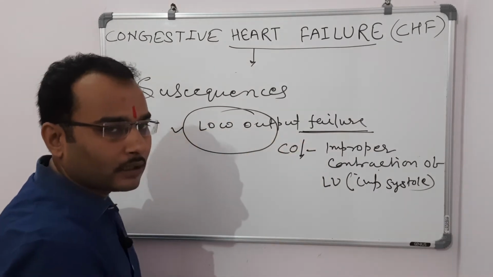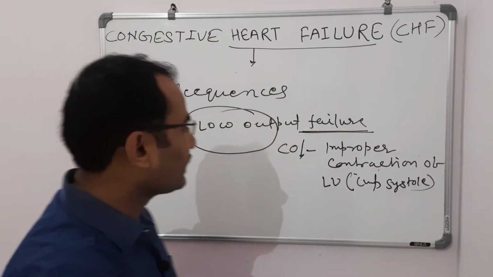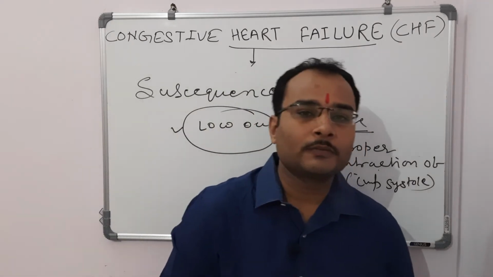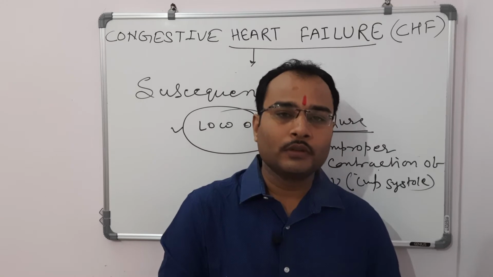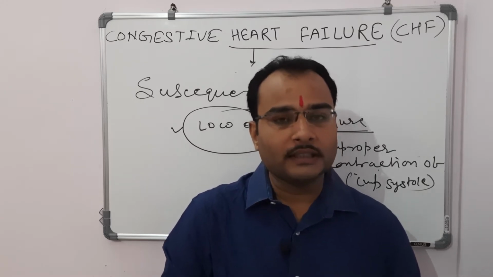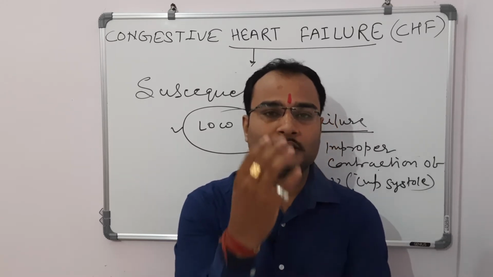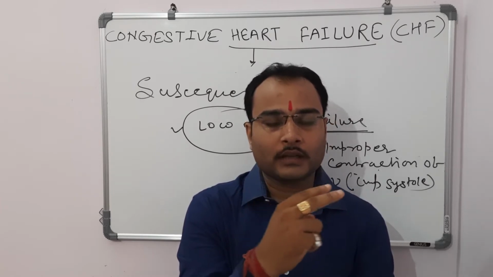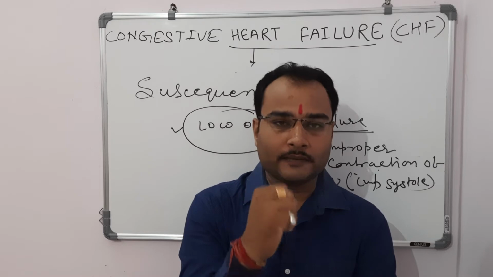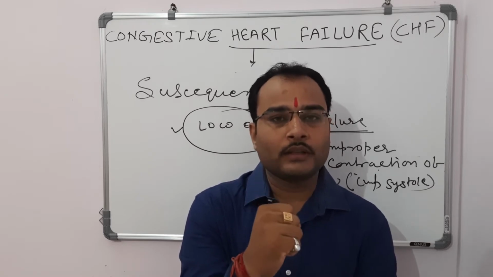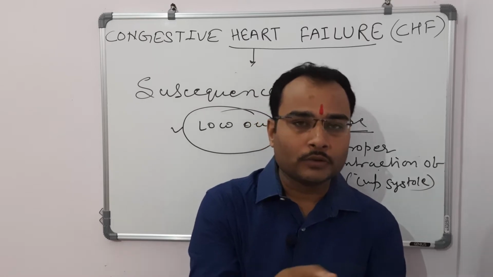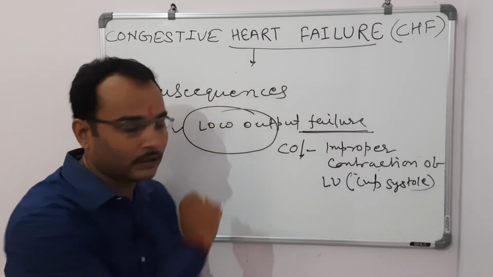Low output failure क्या है? Let's have a recap of this. Low output failure में जो कार्डियक आउटपुट है वो लो हो गया है, और आउटपुट लो होने की वजह यह है कि हार्ट का सिस्टोल, जिसमें वेंट्रिकल कॉन्ट्रैक्ट करती है, दोनों राइट वेंट्रिकल एंड लेफ्ट वेंट्रिकल का कॉन्ट्रैक्शन इम्प्रॉपर हो गया है, सिस्टोल इम्प्रॉपर हो गया है, जिसकी वजह से सफिशिएंट कार्डियक आउटपुट नहीं आ रहा है. उसको हम डिफाइन कर रहे हैं एज ए लो आउटपुट फेलियर.